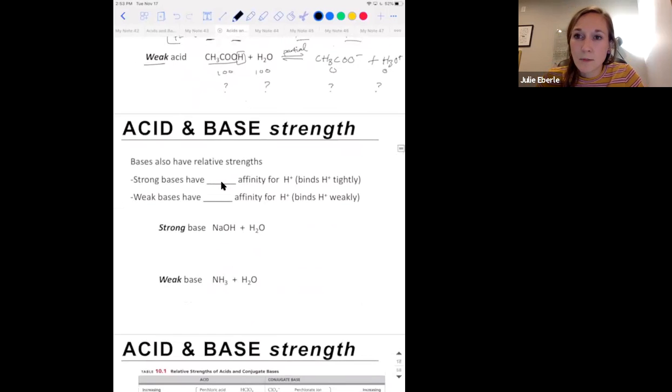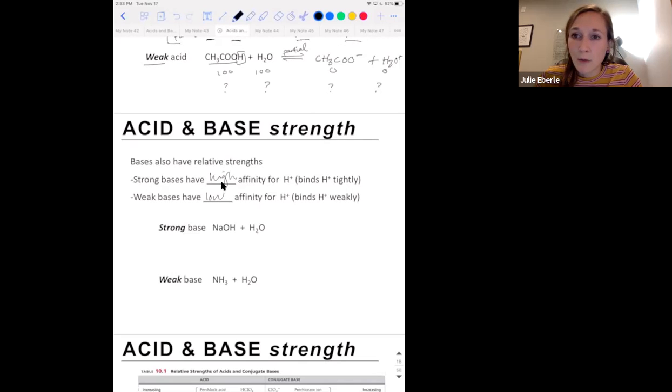We also need to understand that bases have relative strengths, okay? So strong bases have a high affinity for hydrogen ions, binds them really tightly. Example, that would be hydroxide is the strongest base we know. And weak bases have a low affinity for H+. Still binds H+, just not as strongly.